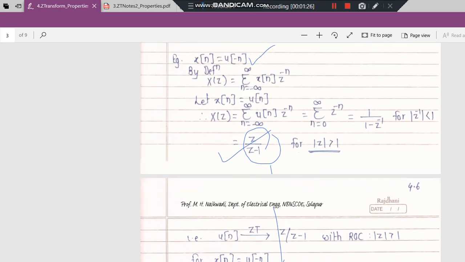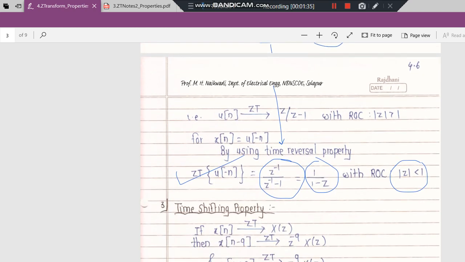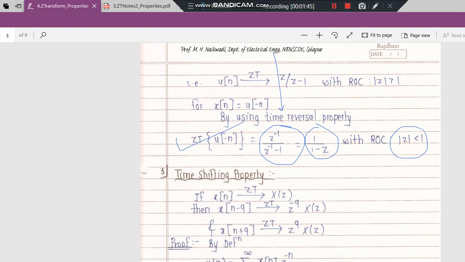One interpretation here: u of n is a causal sequence, that's why the ROC is mod of z greater than 1. U of minus n is a non-causal sequence, or we can call it an anti-causal sequence, hence the ROC is mod of z less than 1. So this is a very important pair which we have to remember.